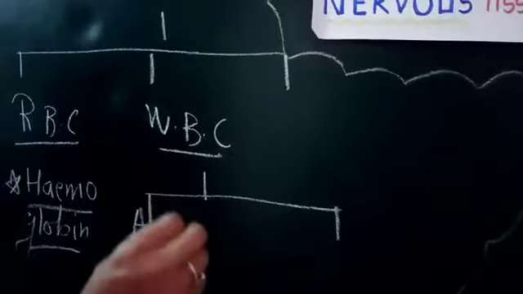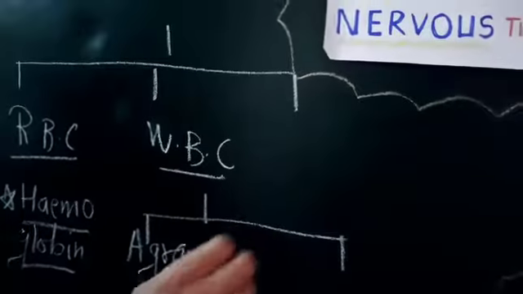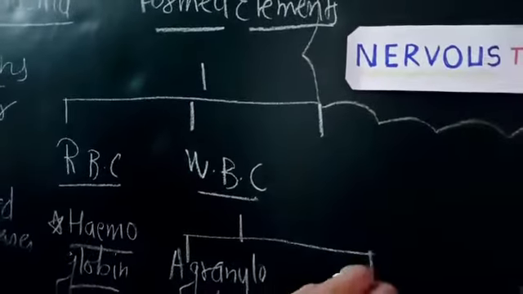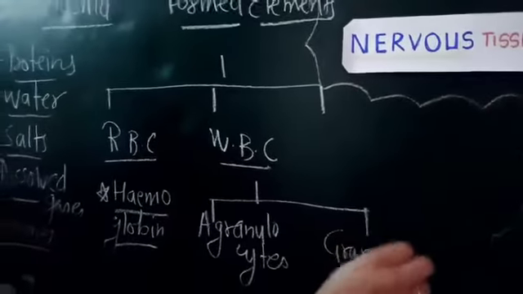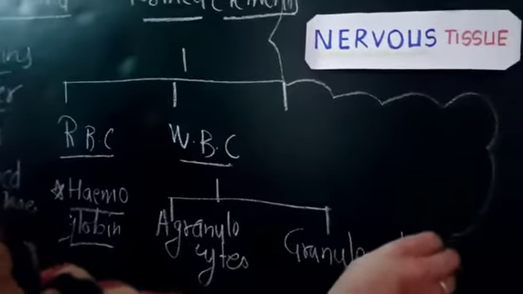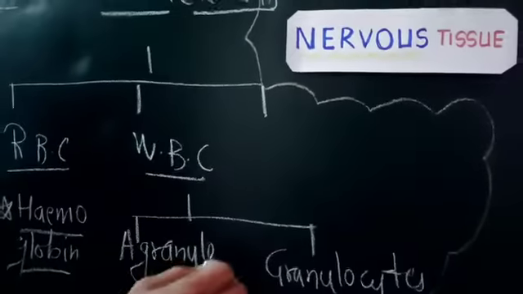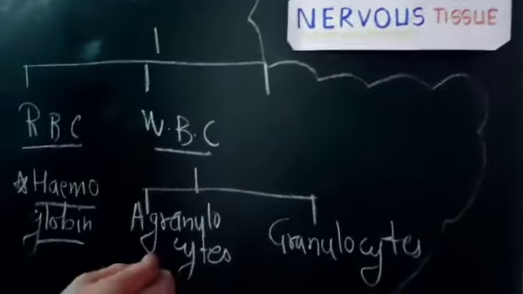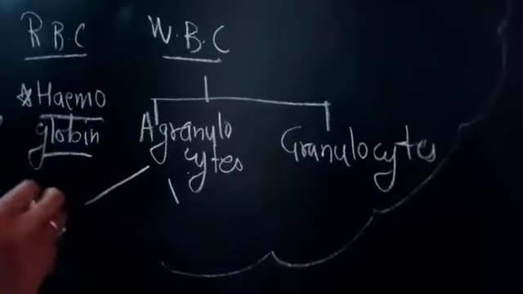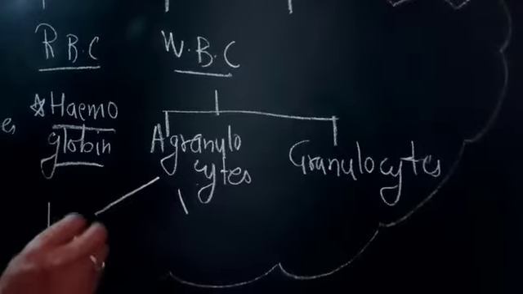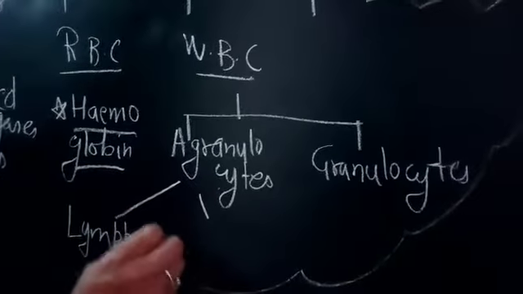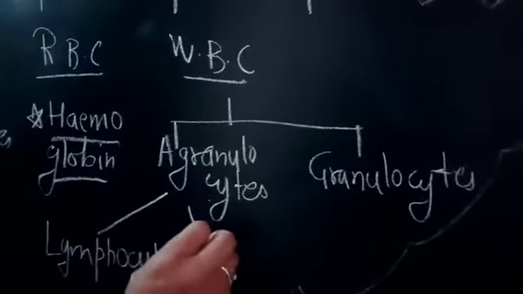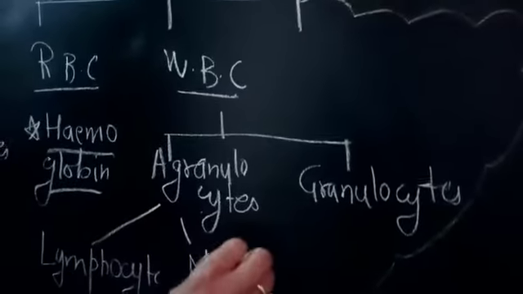The defense cells are further of 2 types. One is called agranulocytes and the other category is called granulocytes. In agranulocytes come 2 categories. One is called the lymphocyte and the other is called the monocyte.